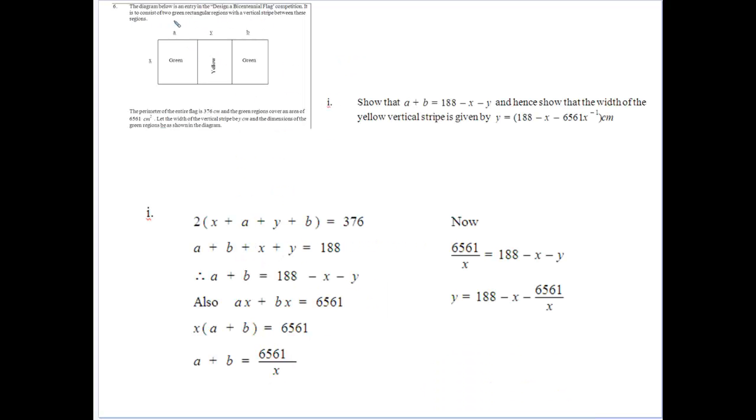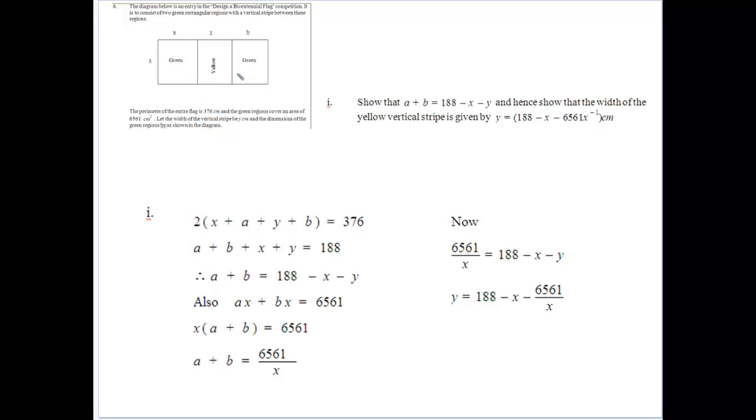So this one here, we've got a diagram of a flag, and it's a bicentennial flag. This question comes from 1988, just if you're interested. So we've got two green sections of the flag and a yellow there. So that's x. We've got a, b, and y. Now, things to note in this one: x and y are variables. a and b are not. Okay, so just be wary.